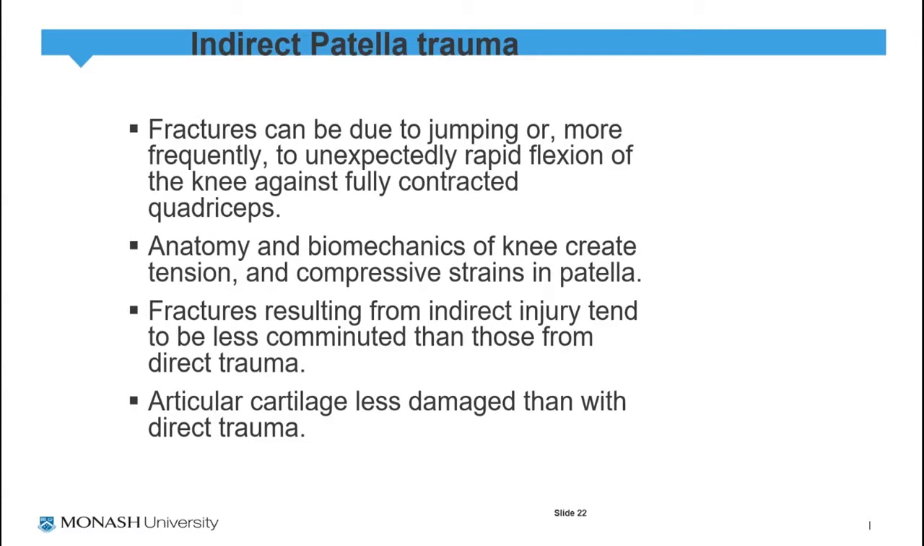Indirect patellar trauma can occur due to jumping, or more frequently to the unexpected rapid flexion of the knee against a fully contracted quadriceps. The anatomy and biomechanics of the knee can create tension and then compressive strain in the patella. Fractures resulting from indirect injury tend to be less comminuted and also have less articular damage.